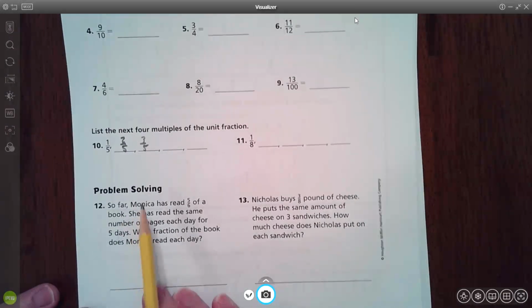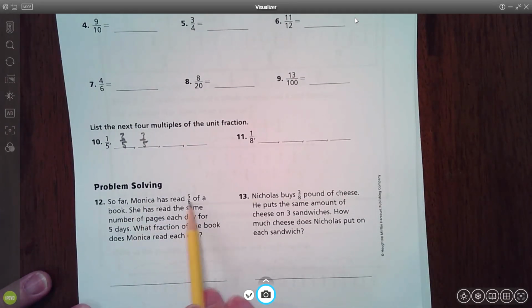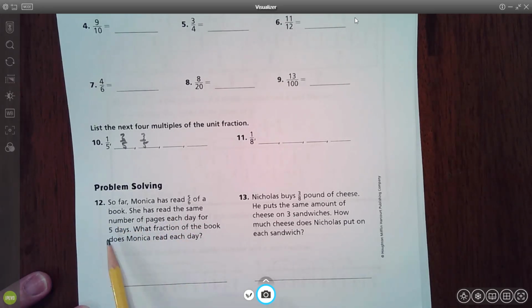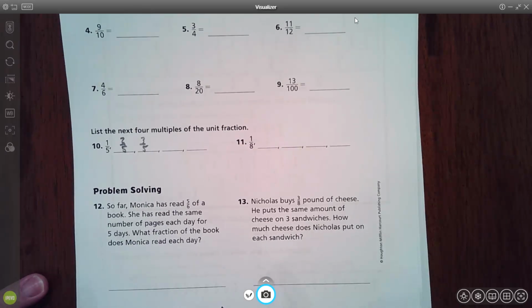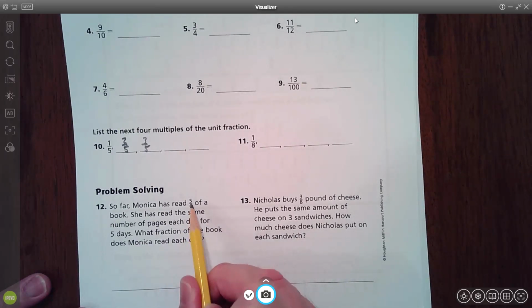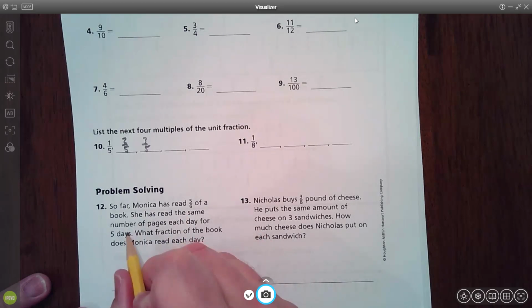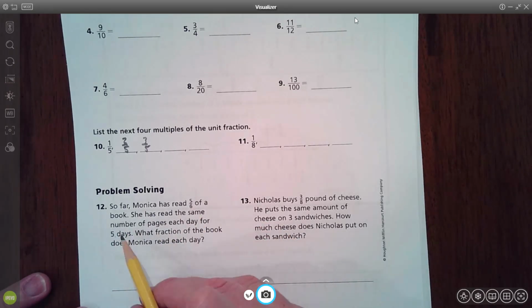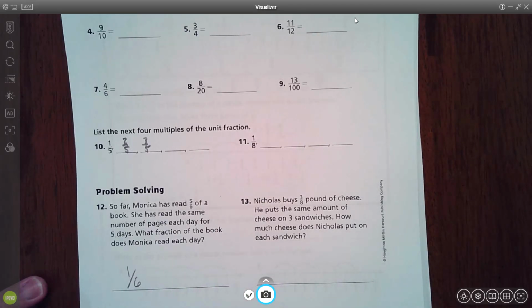In this case, so far, Monica has read 5/6 of a book. She has read the same number of pages each day for 5 days. What fraction of the book does Monica read each day? So if this took her 5 days to get 5/6, then it's kind of like a division problem. How many would she do in one day? 5 days, 5/6. So she's doing 1/6 per day.